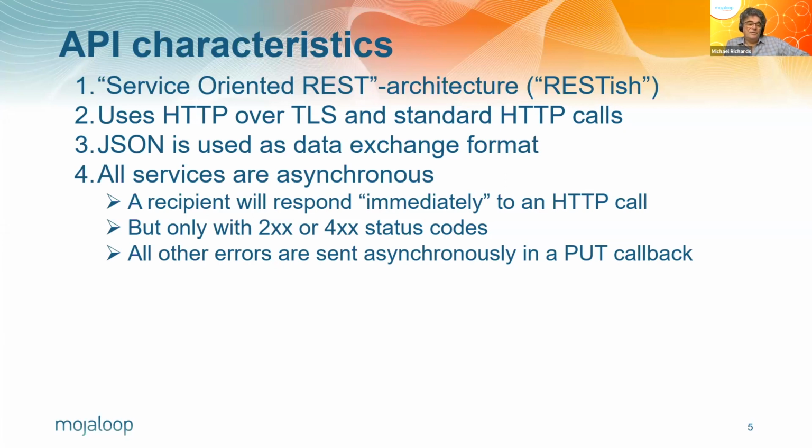We use JSON as the data exchange format, largely because it's relatively light on data. It's a much more concise notation than, for instance, XML would be.